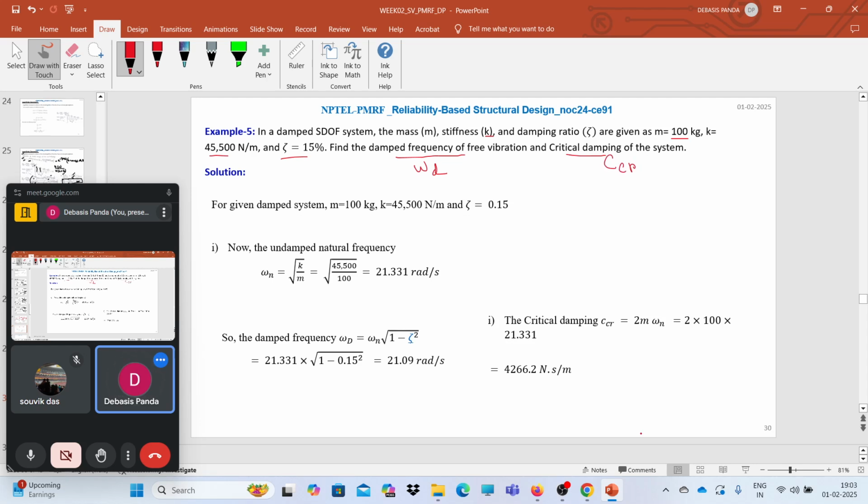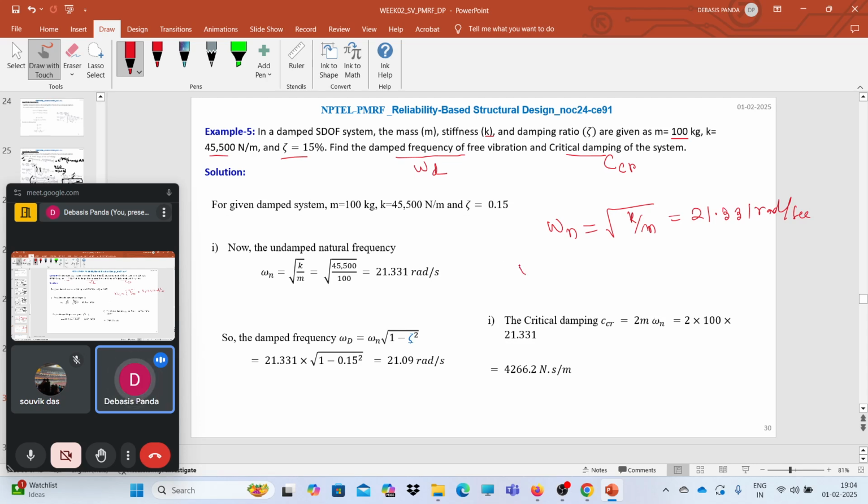Critical damping, what is the definition for the critical damping? It is nothing but the damping required to completely diminish the vibration energy of the system, right? So how we can solve? First, what we need to calculate? We need to calculate the natural frequency omega n. Omega n is nothing but under root of k by m. You have the value of k, you have the value of m, put all these things and please check the calculation once again. So 21.331 rad per second. Great.